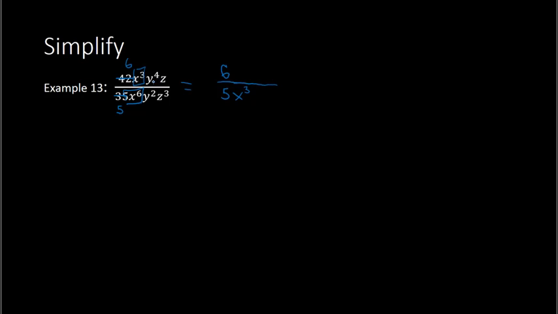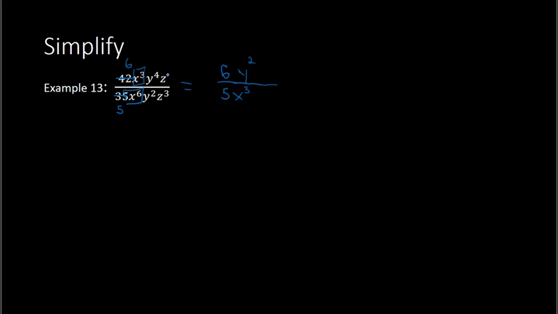Looking at the y's, we have y to the 4th power divided by y squared. So when I divide, I subtract the exponents, 4 minus 2 to get 2. So it's going to be y squared, and the question is, does it go on the top or the bottom of the fraction? Well, it goes on the top because y to the 4th is bigger than y squared. 4 is bigger than 2, and 4 is in the top, so y squared, when I divide, is going to be in the top as well.